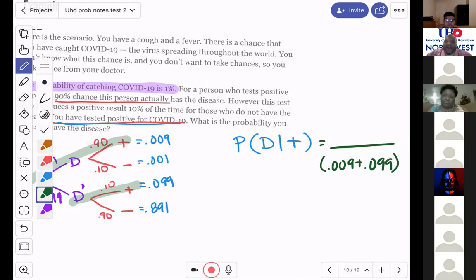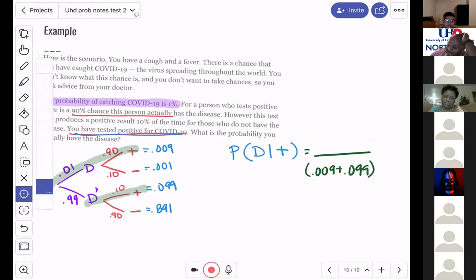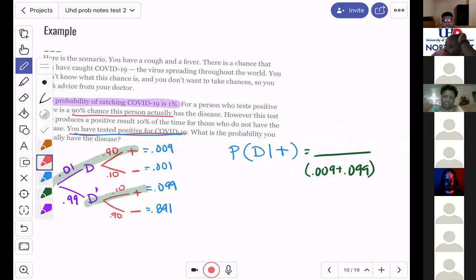Now, out of both those sets of people, which one am I actually interested in? Who am I interested in? These people have tested positive and don't have the disease. These people have tested positive and they do have the disease. I am interested in the 0.009 people, yes. Why am I interested in those people? These people have the disease and they tested positive. These people are all of the positive people.